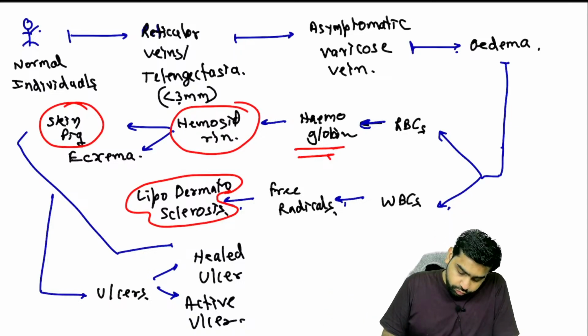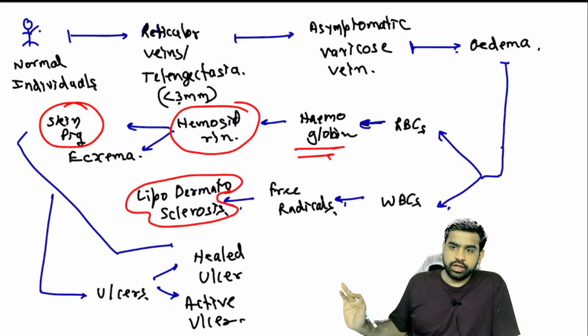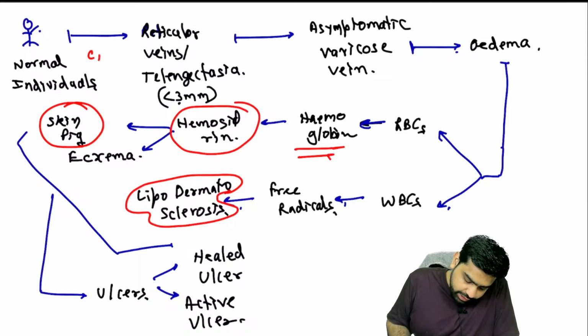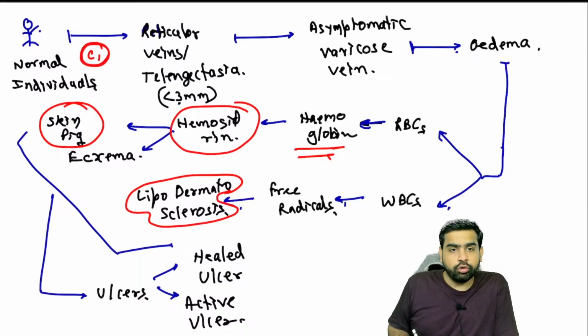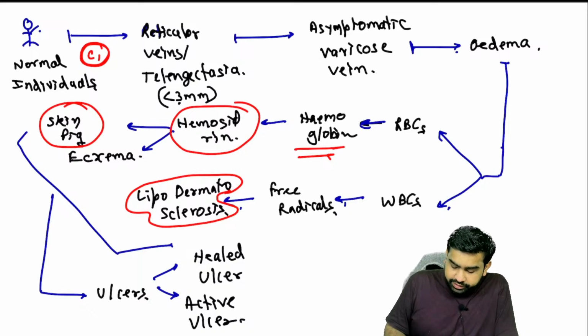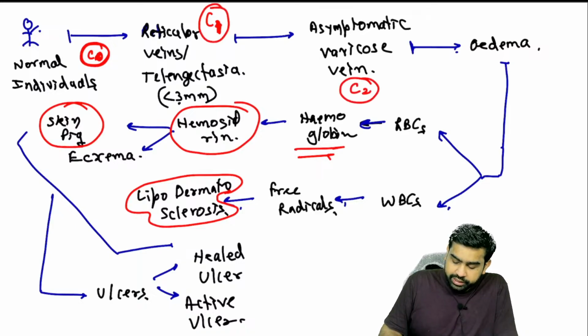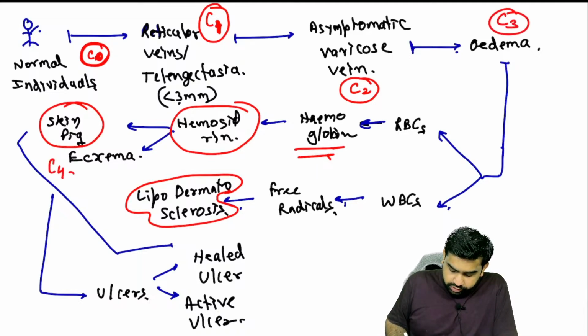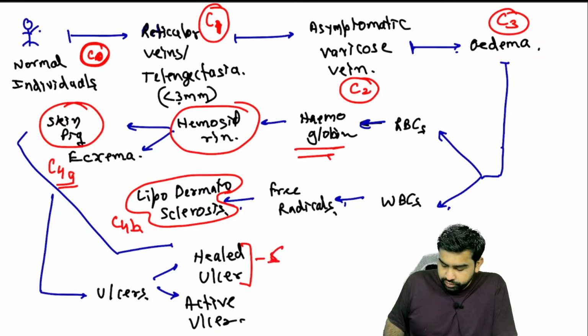Now, if you have understood this, you will understand the CEAP classification. Normal individuals is C0. Reticular vein and telangiectasia is C1. Asymptomatic varicose vein is C2. Edema is C3. Development of skin pigmentation and eczema is C4A. Lipodermatosclerosis is C4B. Healed ulcer is C5. And the active ulcer is C6.